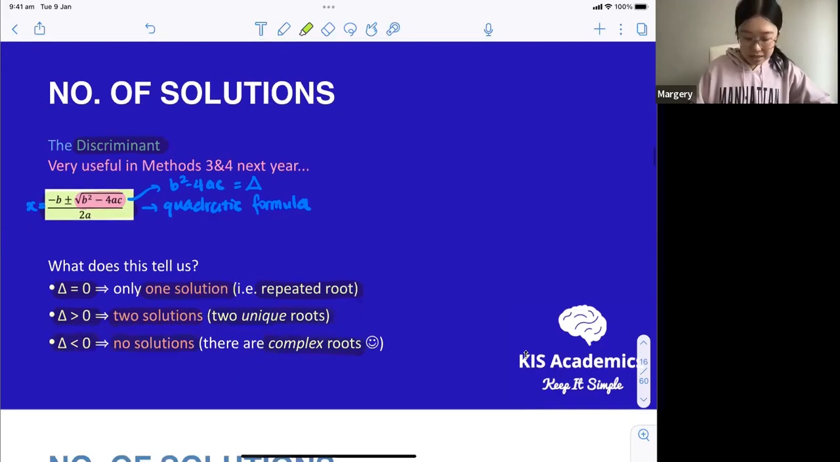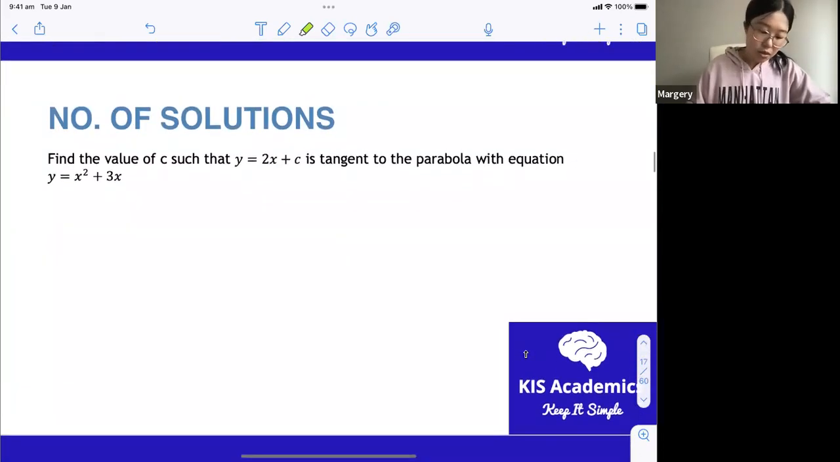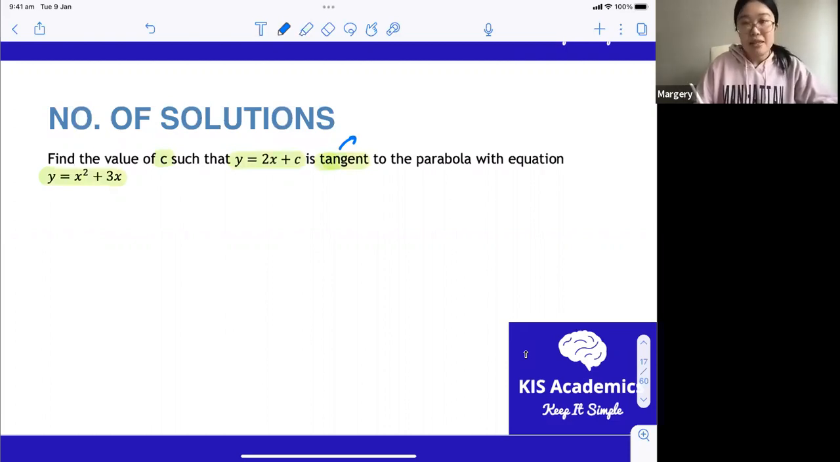We'll now have a look at a question applying the discriminant in an example. Find the value of c such that y equals 2x plus c is tangent to the parabola with equation y equals x squared plus 3x. These two graphs need to be tangent to each other, which means I have one point of intersection between the two.